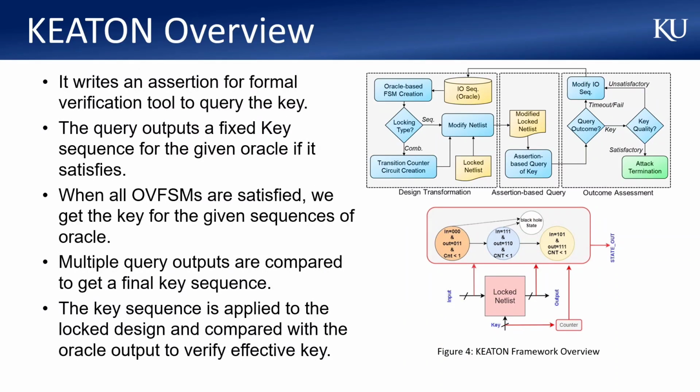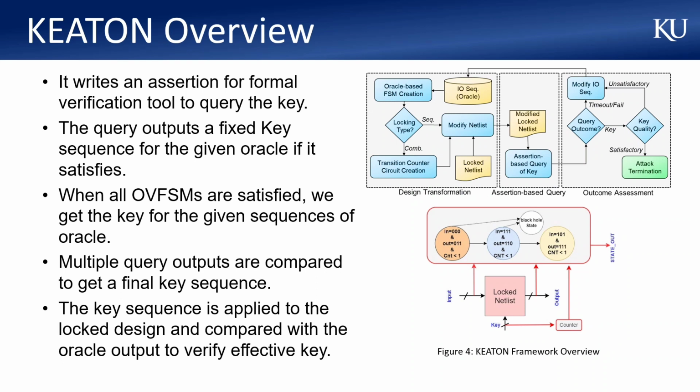After that, it writes an assertion for formal verification tool to query the key for which the selected input-output pairs are valid. For a given oracle, the query outputs a fixed key sequence if it satisfies the IO condition. Otherwise, it returns to a black hole state.